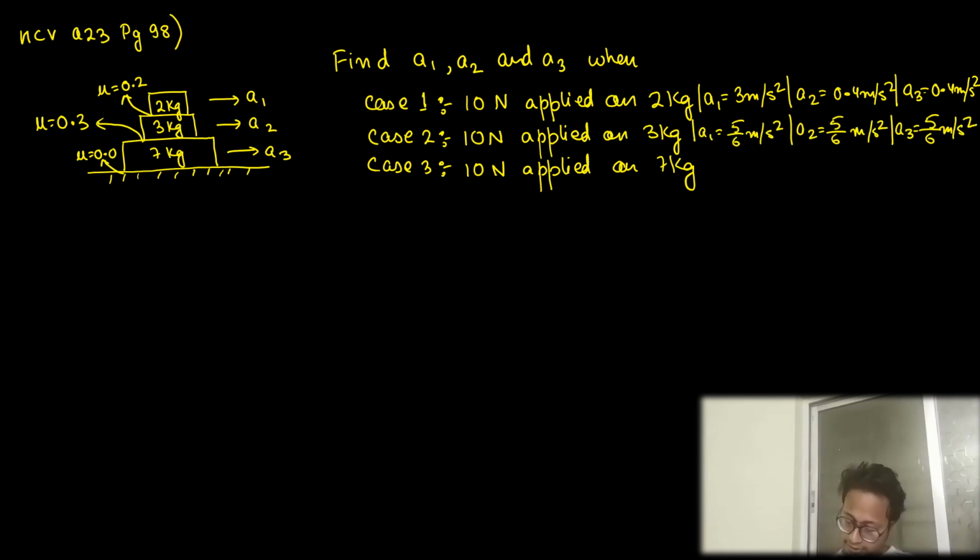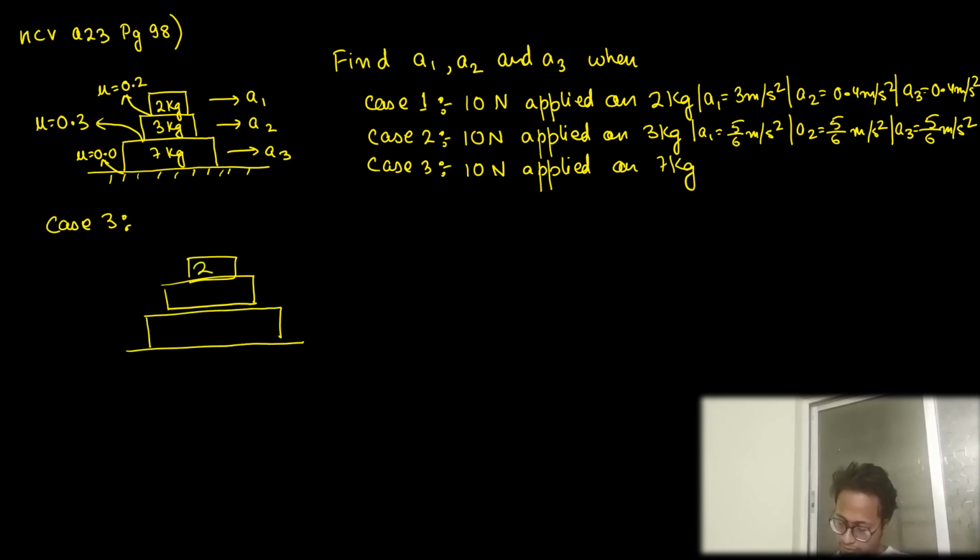Now you are solving for case 3. Case 3 is when 2 kg, 3 kg, 7 kg. The force is applied on the 7 kg block. The common acceleration will be 5 by 6 meter per second square. Now suppose I'm solving for this surface. So when I'm solving for this surface, these two bodies will be grouped together.